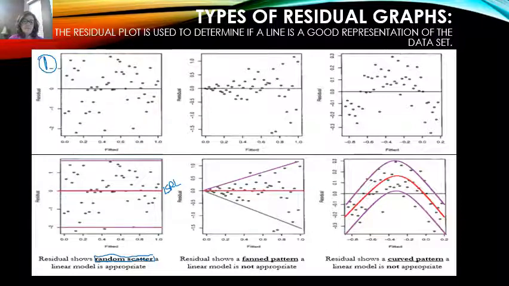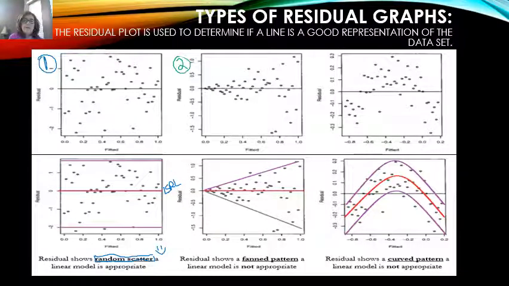So the residual shows random scatter, and so a linear model is appropriate, right? We say yay for this one. This is a good linear model. We think that we have a good scatter plot, good least squares regression line. Okay, so then this middle one is going to be graph number 2.